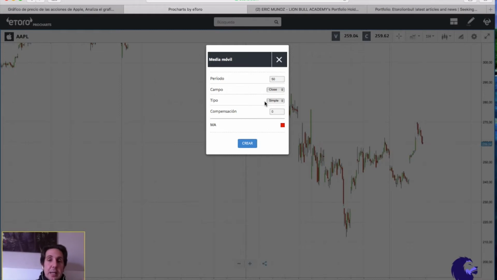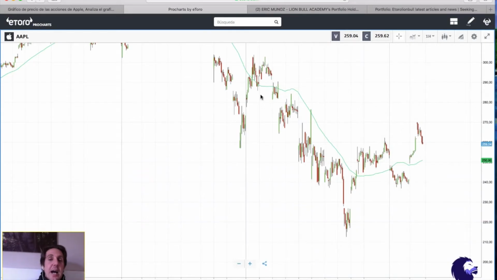Okay, continue. For type, we use simple because we're going to use the simple moving average. In the next videos I will explain all of these; each one has its pros and its cons. Offset we leave at 0, we don't need it. So let's start with the first one. We put green and we put 50 candles, type simple, on close, and create. This is a simple moving average.